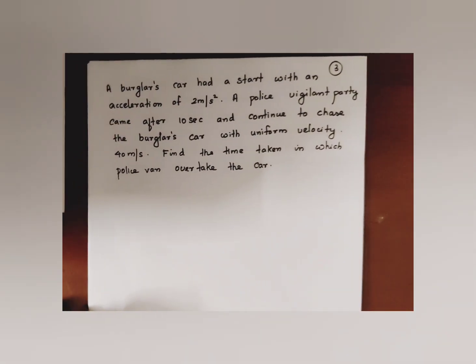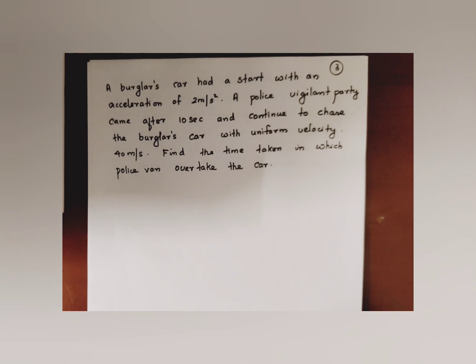So now the second question: a burglar's car had a start with an acceleration of 2 meter per second squared. A police vigilant party came after 10 seconds and continued to chase the burglar's car with uniform velocity 40 meter per second. Find the time taken in which the police van overtakes the car. So here you have to calculate the time taken at which the police van could overtake the car.